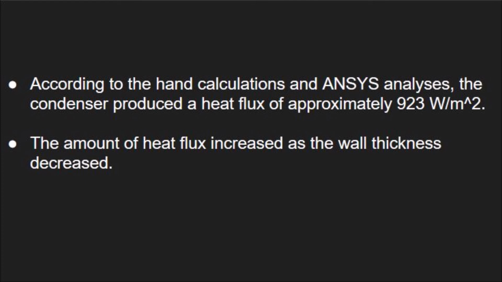In conclusion, the calculated heat flux from hand calculations and ANSYS analyses was approximately 923 watts per meter squared. The results from ANSYS aligned well with the hand calculations. The amount of heat flux increased as the wall thickness between the water and the refrigerant decreased. Other optimizations could be performed on different properties or lengths. Also, a static structural analysis could be performed on the condenser to determine the minimum thickness of the tube wall before the wall fails.